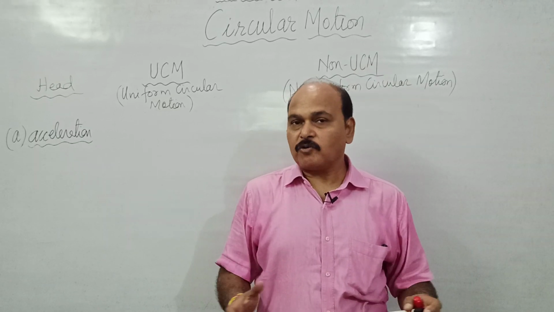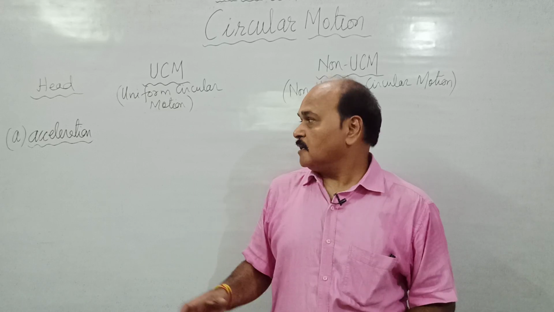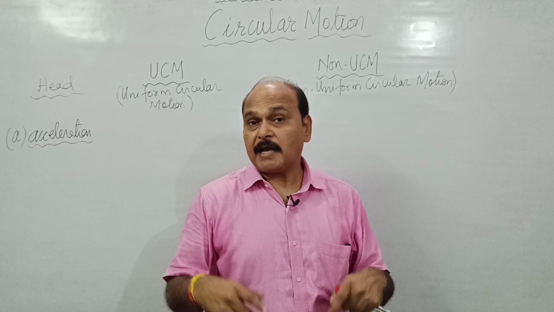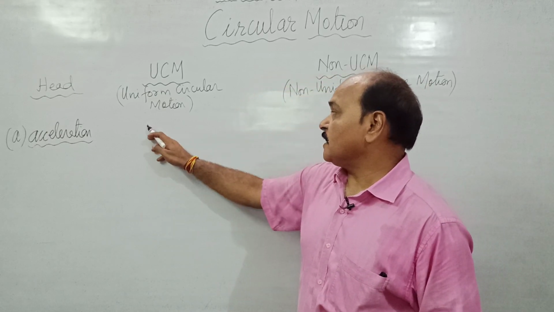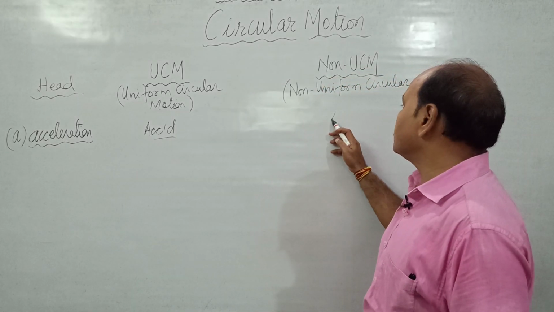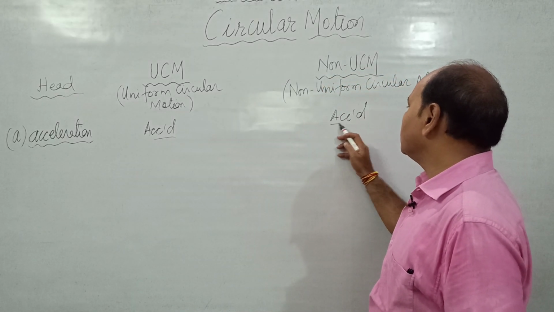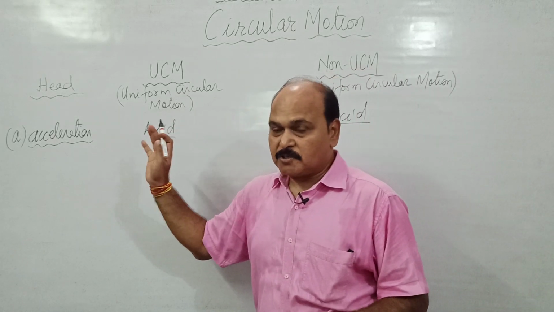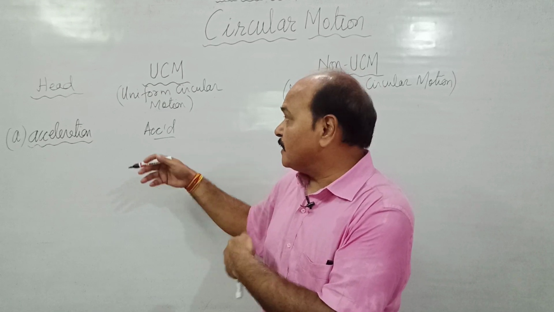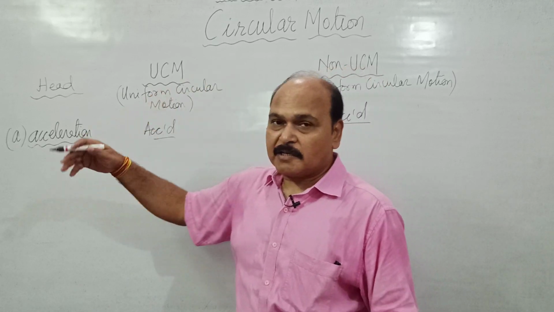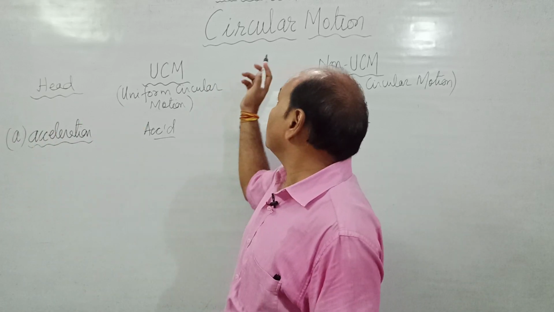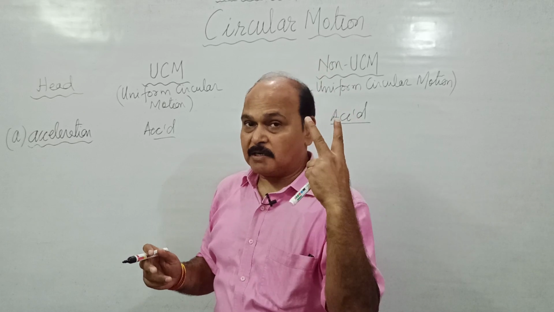Now children, let us know what is acceleration. In both the cases, velocity is a variable. Therefore, both the motions are accelerated. Even this motion is accelerated motion, and even this motion is also accelerated motion, because of the variation of velocity. But before we study further, let us know in general what is acceleration and what are the various types of acceleration. Children, in circular motion, there are two types of accelerations.